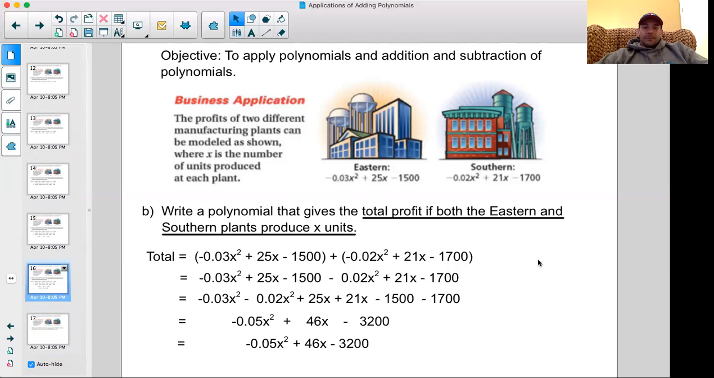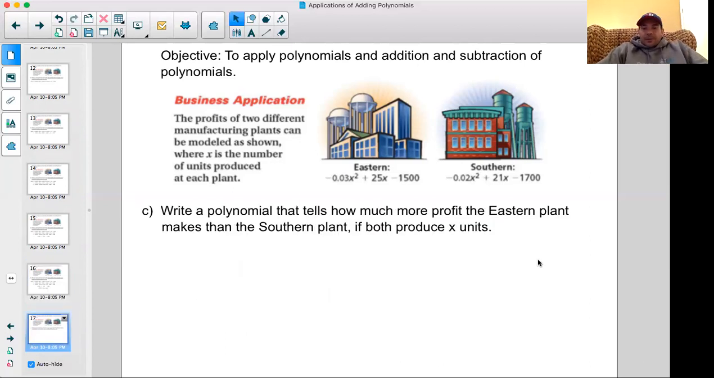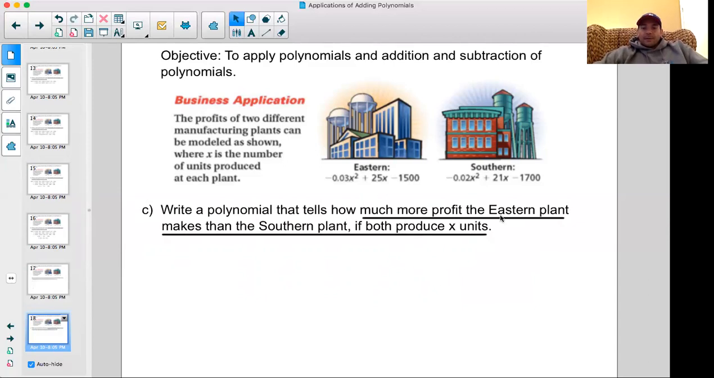All right, so moving on to our third piece of the example, still working with the same scenario. We're going to write a polynomial that tells how much more profit the eastern plant makes than the southern plant if both produce x units. So we're still writing a polynomial, and they're still not telling us what x is, so we're going to have to leave x in our expression. But now we're looking for how much more profit the eastern plant makes.